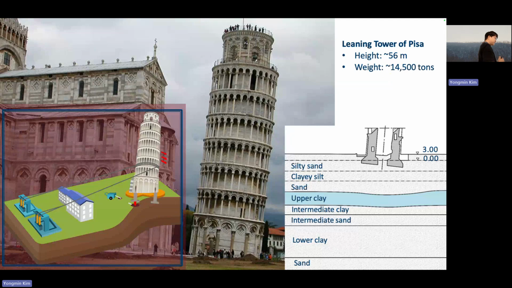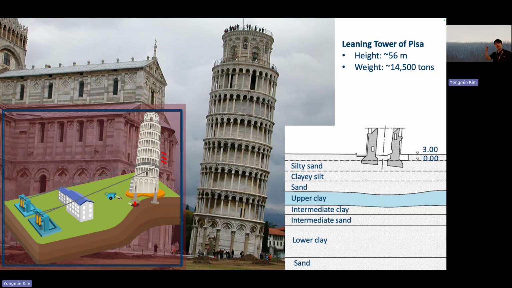One famous case study is the Tower of Pisa. Very famous. It started to lean. As you can see, the Tower of Pisa was constructed on soft ground, sand, silt, and clay.